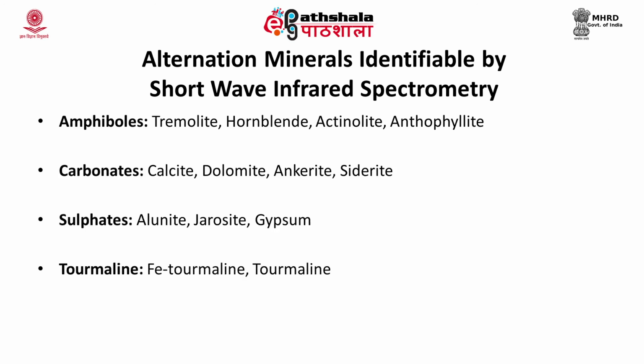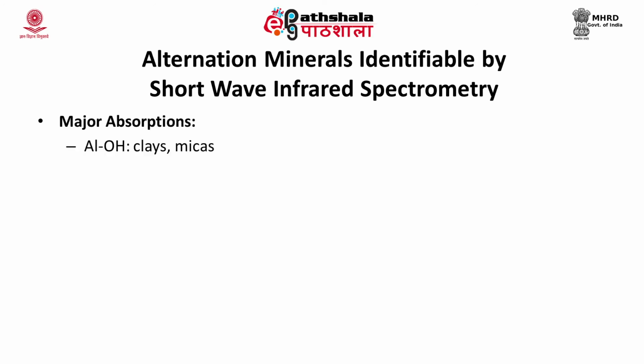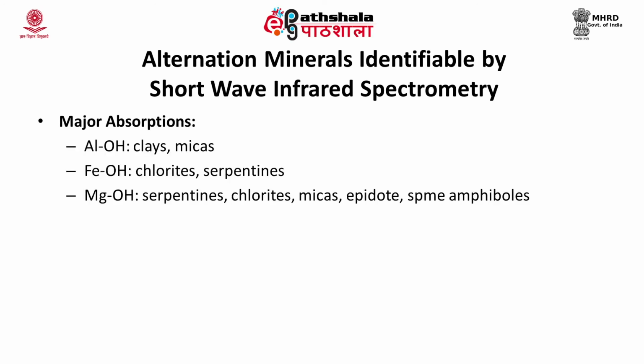If you look at tourmaline, Fe tourmaline you have, other normal tourmaline, you have sulfates, you have alunite, jarosite, gypsum; these are the different sulfate minerals. You can also have different major absorptions, for example AlOH, that is clay and mica, and you are going to get FeOH or MgOH. These are present in different minerals. So, based on this information also you can identify these minerals, and you can also prepare the mineral resource map of a particular area.